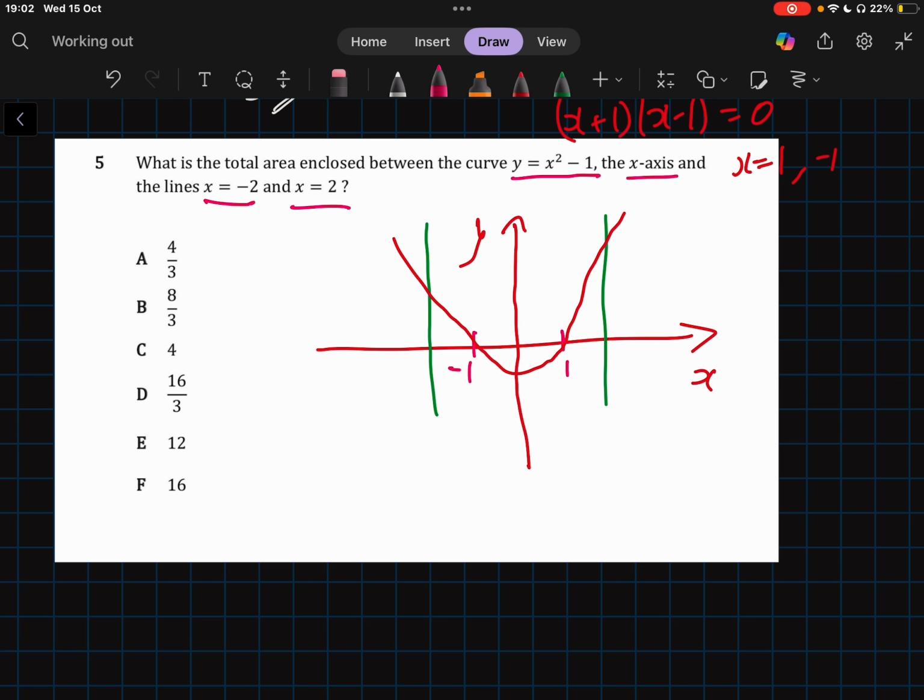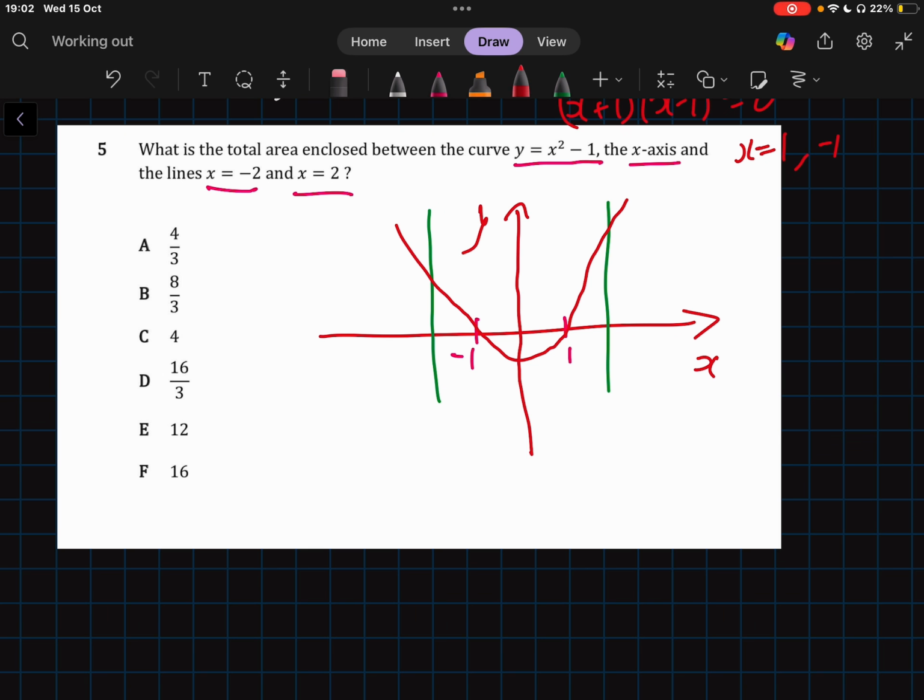Okay, now what you might think we need to do is just simply integrate this expression between minus 2 and 2. But you need to notice that over here we have an area that's below the graph. So integrating this expression would give you the sum of this area plus this area minus this area, which is not what we want. We want this area plus this area plus this area. So to do that, we split it up into either 2 or 3 separate intervals.